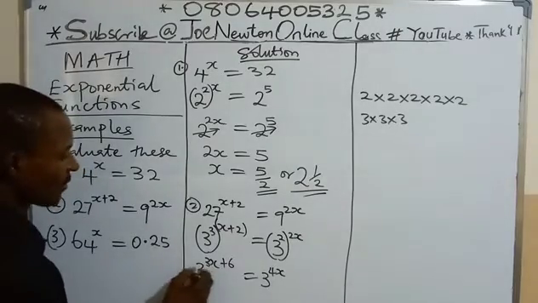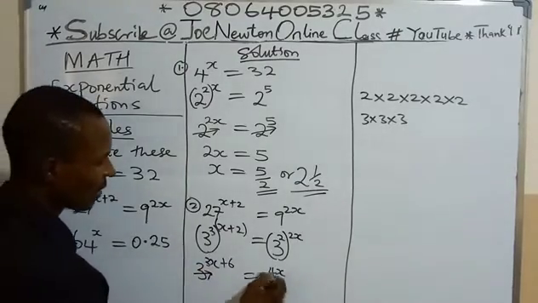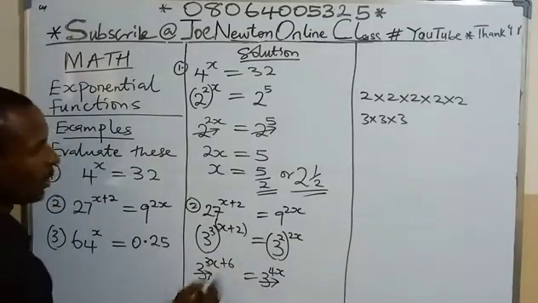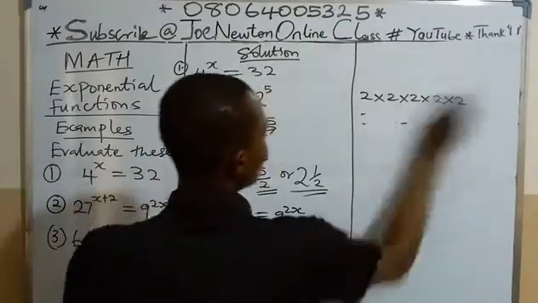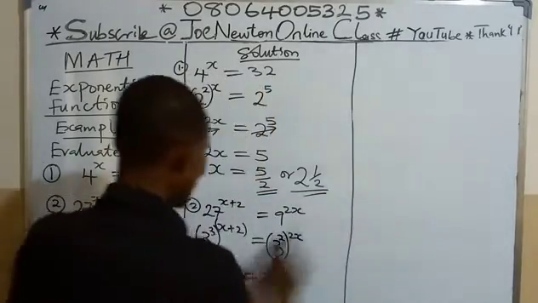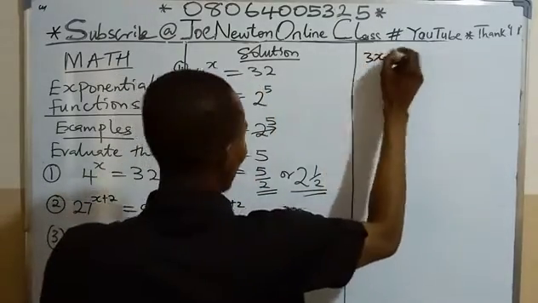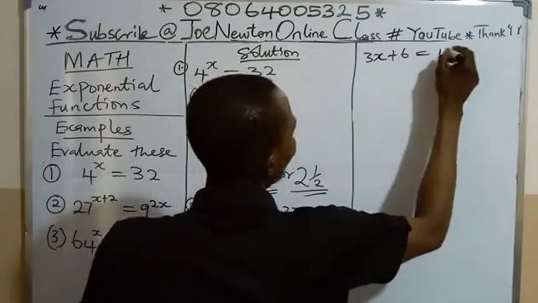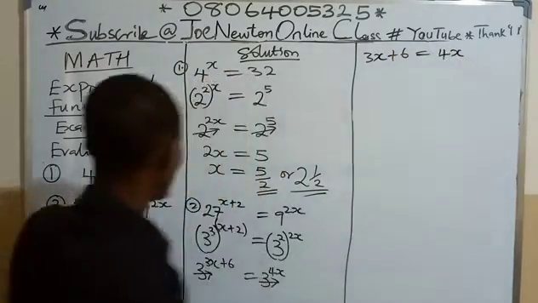So we have, I can see that we have similar things down, this and this, they are the same. Since they are the same, now have this power, equate them. Equating these powers, at this point we have that 3x plus 6 equals 4x. That's what we have now.